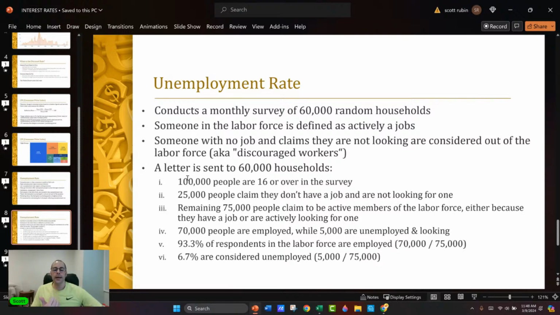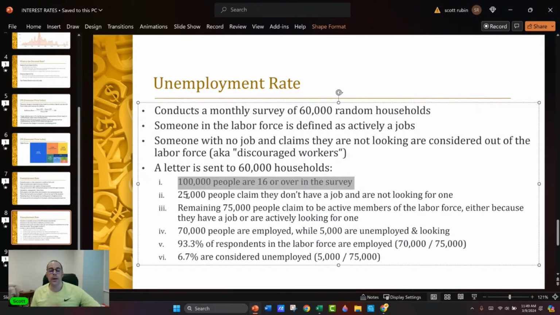So let's say they get 50,000 letters back from these 60,000 households, and 100,000 people are 16 or over. So there are 100,000 people who have a chance of being part of the study. But of those 100,000 people, 25,000 claim they don't have a job and are not looking for one.